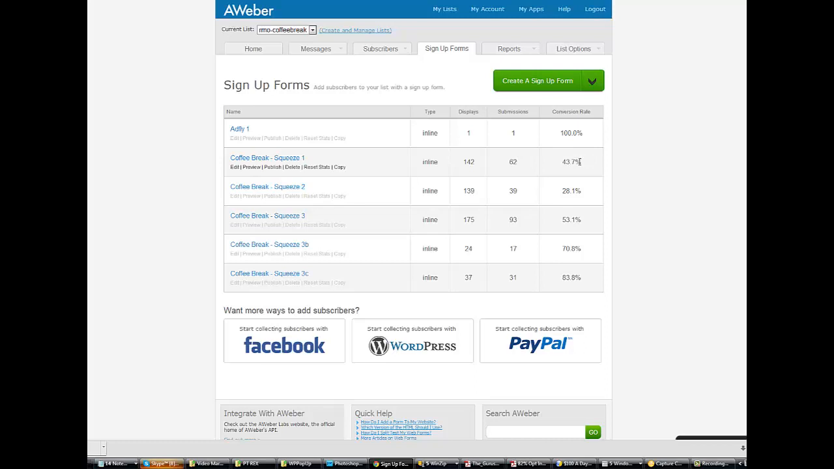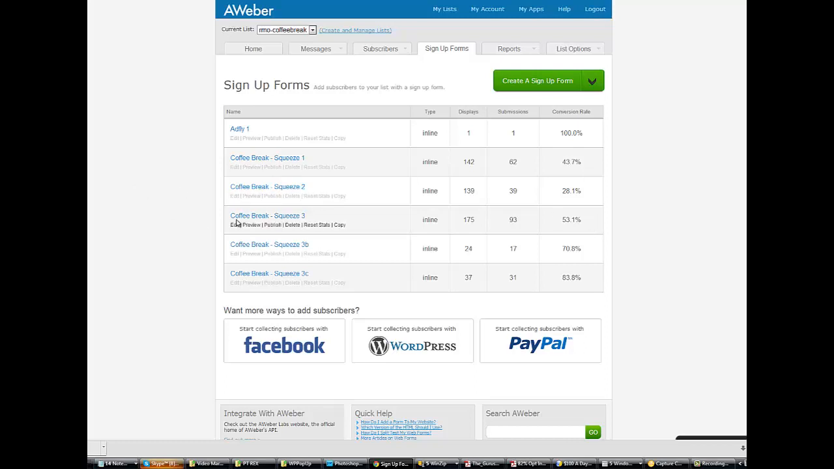So the first one's getting 43.7% opt-in. The second one, not doing so well, 28.1%, which I explain in the report why. And then the control is squeeze 3. It was 53.1%, and not a huge number of clicks so far. However, based on other campaigns that I've done with similar traffic sources and similar squeeze page layout and so on, these numbers are holding very consistent with the other tests and campaigns that I've done.